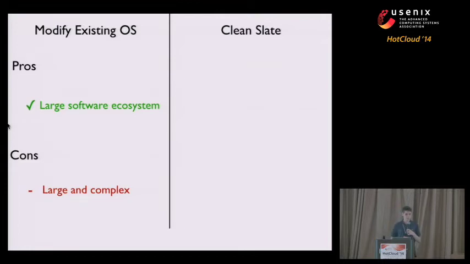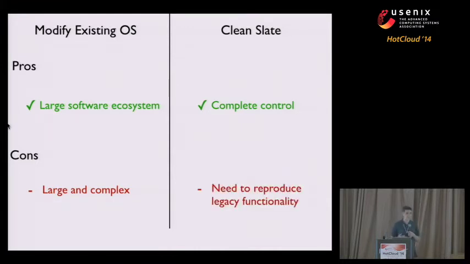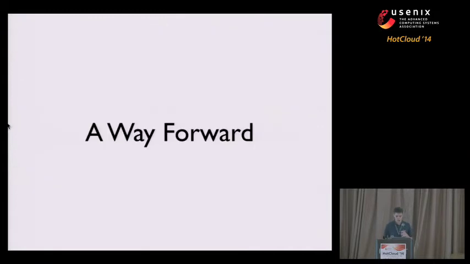And the alternative approach is building a clean slate operating system, something completely new. And you get the benefit of complete control there. And that's great. We can solve the problems in any way we want, but on the flip side, we have to reproduce a lot of existing functionality. To be practical, you have to support existing applications and the interfaces they depend on. So these two approaches just aren't cutting it. They have serious roadblocks, and we haven't really been innovating much at the operating system level. So I'm here to present a way forward, an operating system architecture which enables further OS innovation.